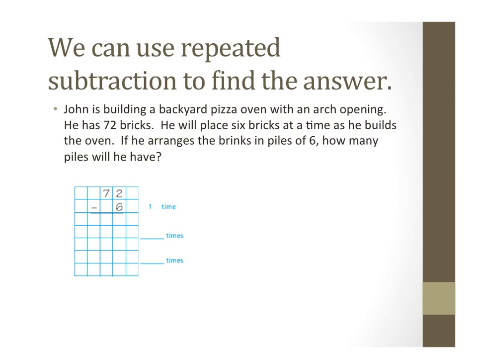We can use repeated subtraction to find the answer. So he starts off with 72 bricks, and he makes his first pile. So I subtract 6. 2 minus 6, I need to regroup. 12 minus 6 is 6. So he's got 66 left to sort. So he'll take 6 more. And then he'll have 60. And I subtract another time. He'll take 6 more.